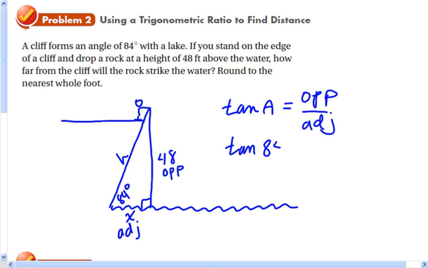In this case, we're going to substitute some values in. Our angle we know is 84 degrees, our opposite is 48, and our adjacent is x. We now have a proportion. We can think of this as tangent of 84 to 1, and we can use our calculator to find the tangent of 84 degrees and get a value for that. Then we can use the cross product property to solve for this. So I'm going to get my calculator here.